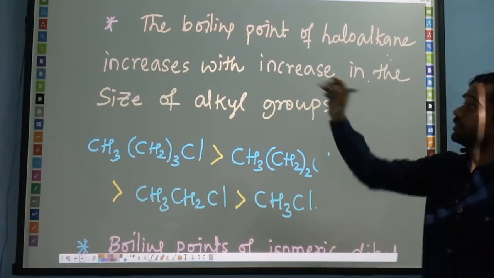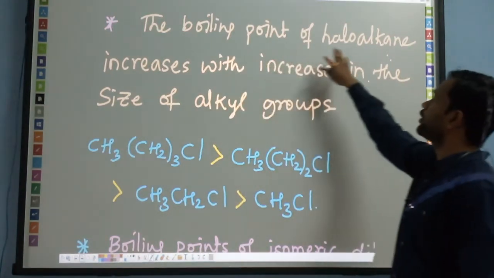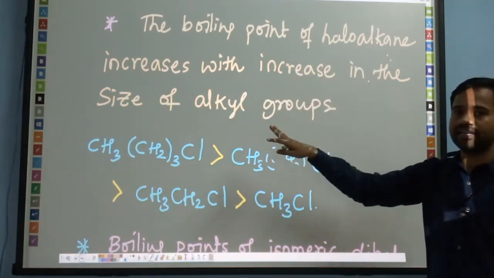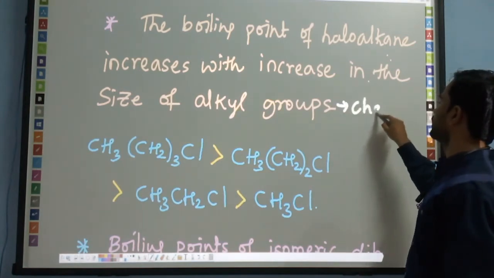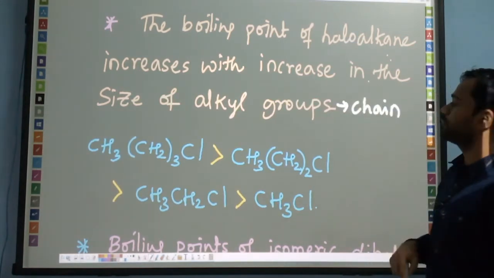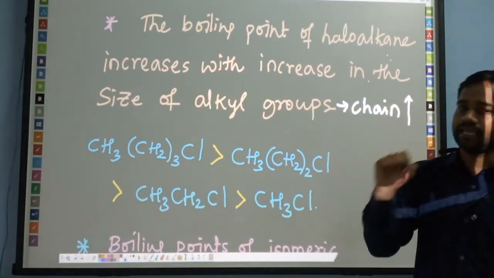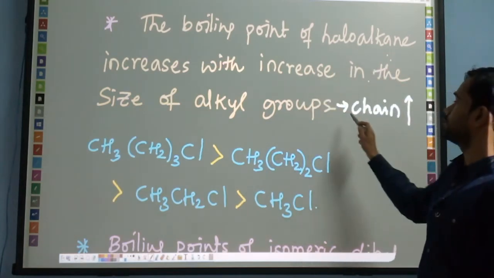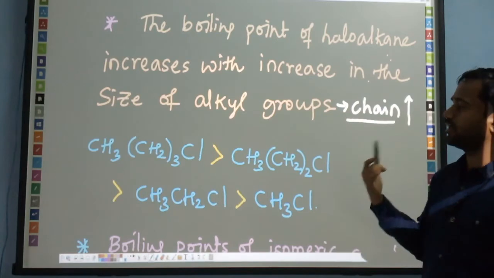Okay, next, the boiling point. That's going to be continued for the next part. The boiling point of haloalkanes increases with increase in the size of alkyl groups. Here, alkyl groups means the chain, the carbon chain. If the carbon chain increases, the boiling point is going to increase. If any molecule has a larger chain number, the boiling point is going to be higher.